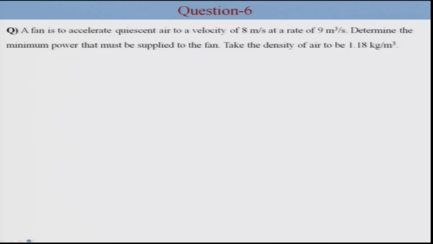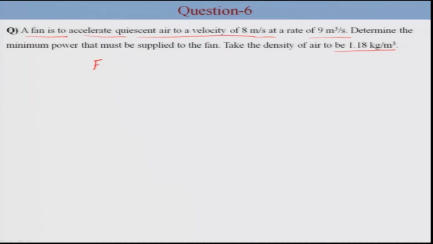Next question deals with a fan where it has to accelerate quiescent air to a velocity of 8 meter per second at a rate of 9 meter cube per second. So, we have to determine the minimum power that must be supplied to the fan, and the density of air is given as 1.18 kg per meter cube. So, we assume that a fan operates steadily and the mechanical energy which is given to the fan shaft is being transferred to the air in terms of its mechanical energy.